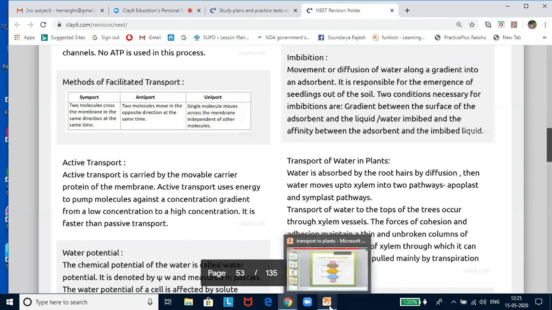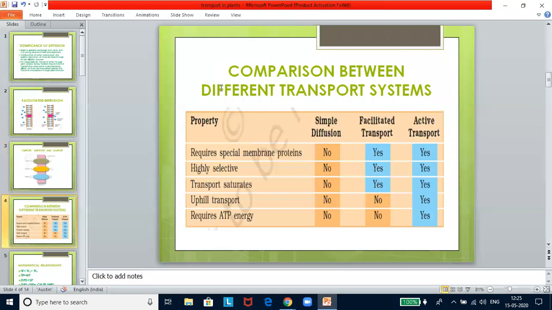Now let us have a comparative study of the three types of transport systems: simple diffusion, facilitated transport and active transport. I know it is there in your textbook. Sometimes we tend to overlook these kinds of tables and figures in the book. That is why we are highlighting it here. It requires special membrane proteins. Simple diffusion does not require them. Facilitated transport and active transport require them. Simple diffusion is not highly selective, but facilitated transport and active transport are highly selective.